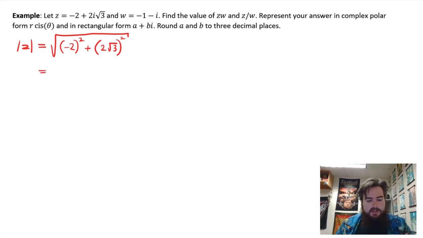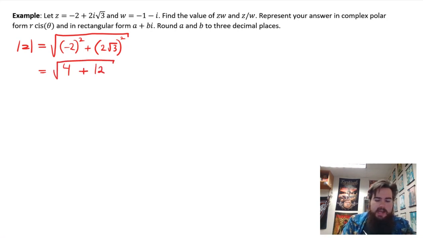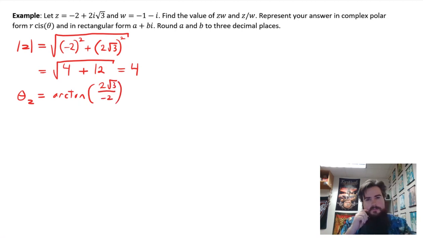Well, for this one, negative 2 squared is 4. 2 square root of 3 taken to the second power, that's 4 times 3, or 12. Which means that we have square root of 16, which is just 4. We also need the argument of z. If I use arctangent of the imaginary component over the real, that'd be 2 square root of 3 over negative 2. Well, this would be arctangent of negative square root of 3 over 1 if I simplify that.